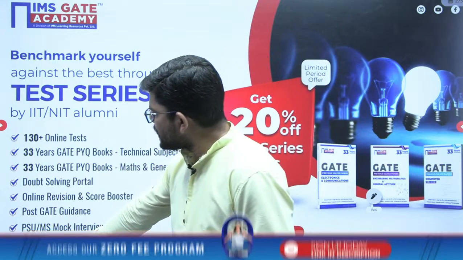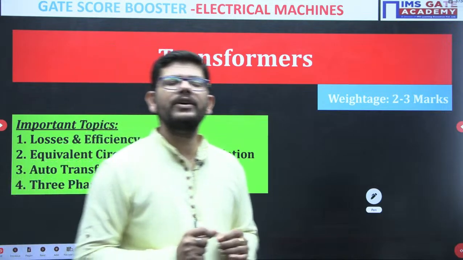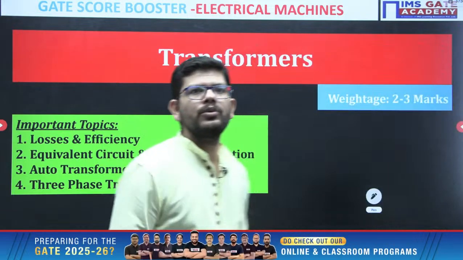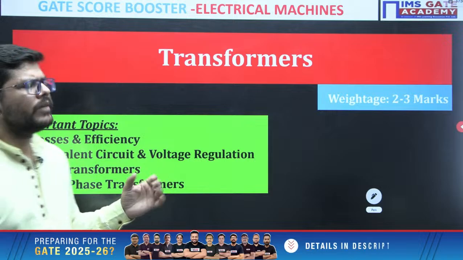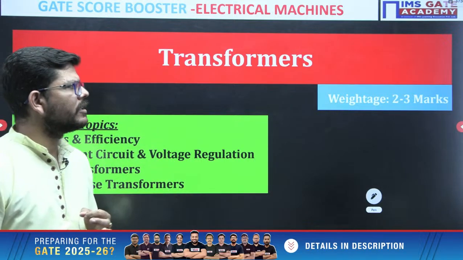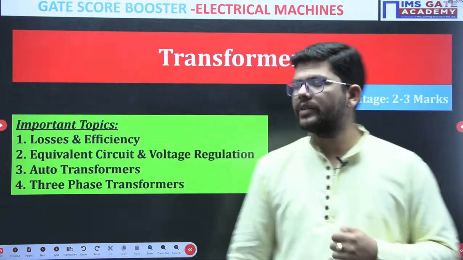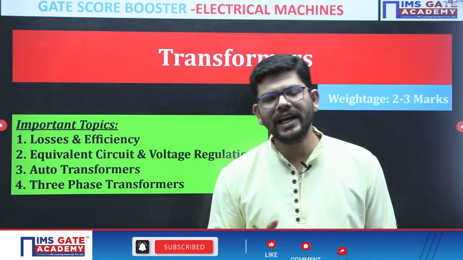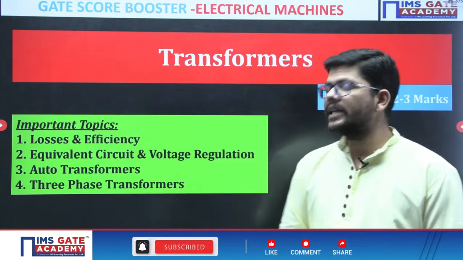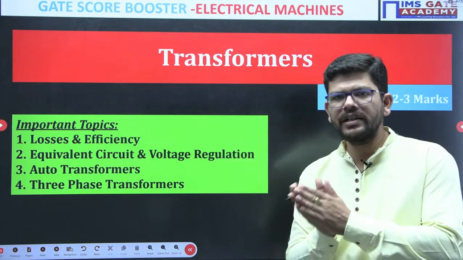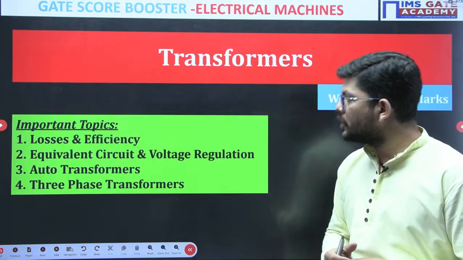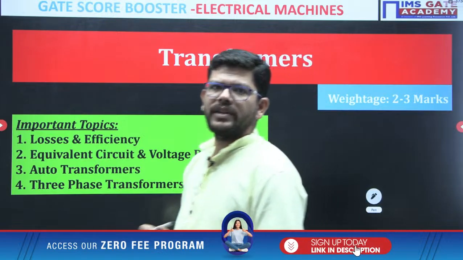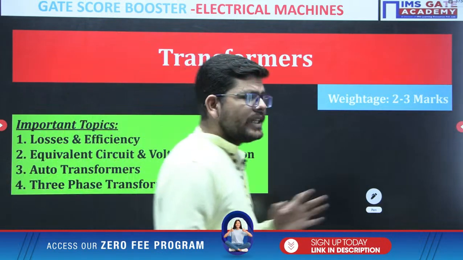Now let's get started with the first topic, which is transformer. The weightage of transformers is around 2 to 3 marks. This chapter may give you around 1 or 2 questions. The important topics are losses and efficiency, the hysteresis loss, eddy current loss, calculation of efficiency, equivalent circuit and calculation of voltage regulation, circuit referred to primary side, secondary side, auto transformer KVA calculation questions, then 3-phase transformer calculation questions. So these are the important topics.